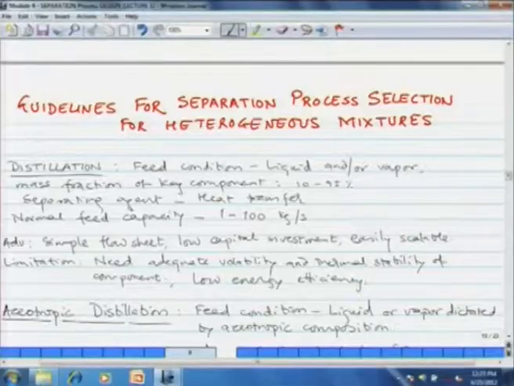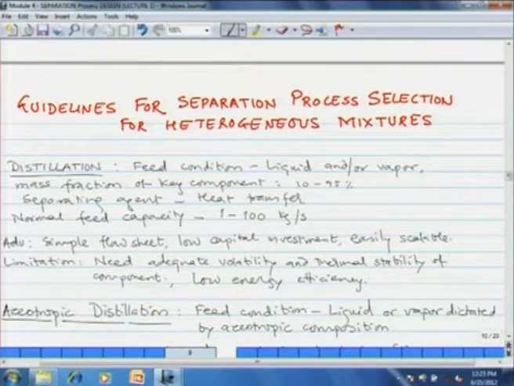Okay. For these two things, the designer would like to go for operation of distillation for separation of reaction mixture. The normal feed capacity is between 1 to 100 kg per second. Then the advantage is the simple flow sheet that I just mentioned. It is a well established process, and a lot of data is available. So, design of a very efficient column is easy.